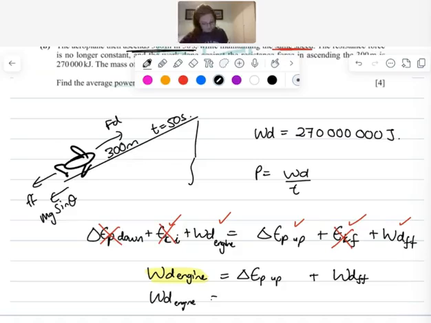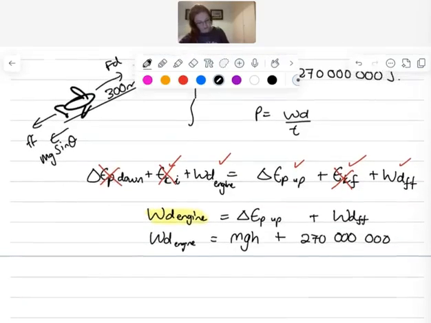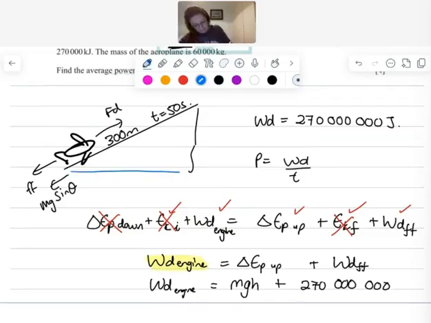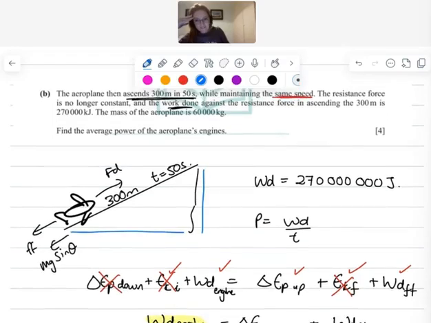Is my change of my potential energy. So that's mgh plus, and they've given us this value here, 270,000,000. Okay, how much does this have to go up? So it's 300 meters, and it's taking 50 seconds. So how much is that going up vertically? I think we are going to have to use a Suvat equation here. The plane ascends 300 meters in 50 seconds while maintaining the same speed.